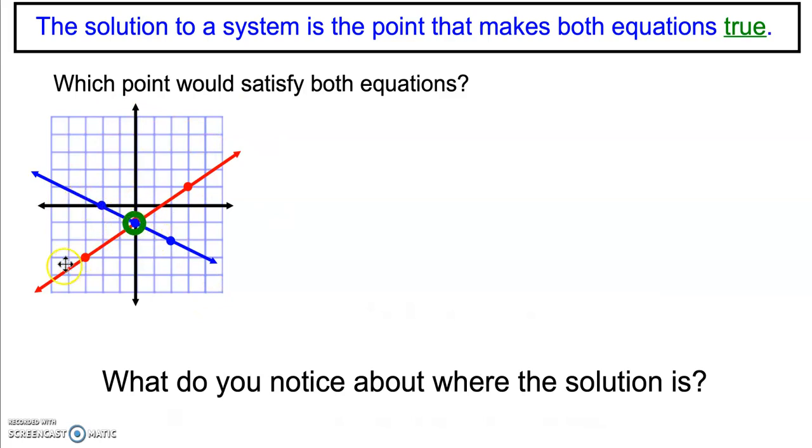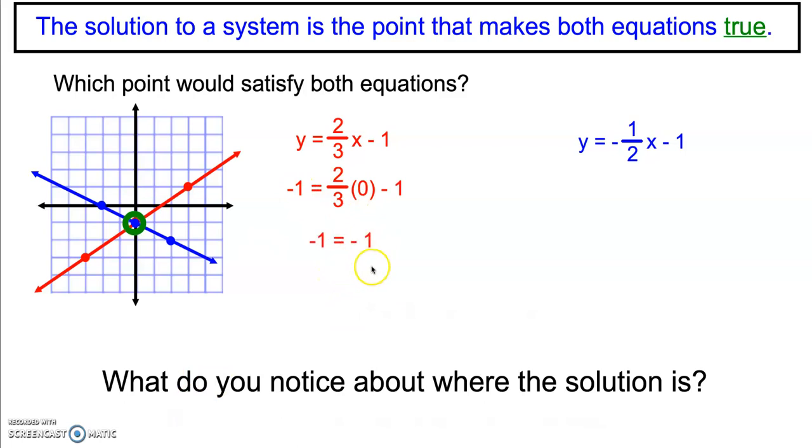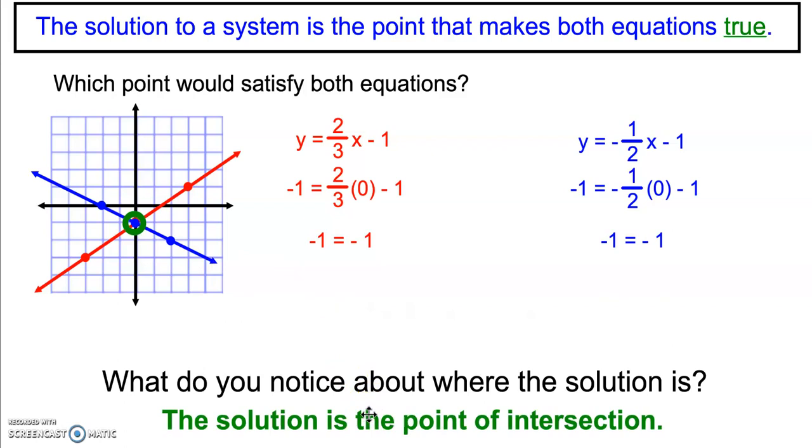Well, as we can see the blue line and the red line, we have the equation y equals 2/3 x minus 1 and y equals -1/2 x minus 1. This point here seems to be a point that's on both lines. So this point here is 0, -1. Let's try and see if that makes the equation true. Well, it makes the red equation true because it's on that line. It makes the blue equation true because it's on the blue line. So we notice that the solution is where those lines are intersecting. It's a point that both equations pass through.